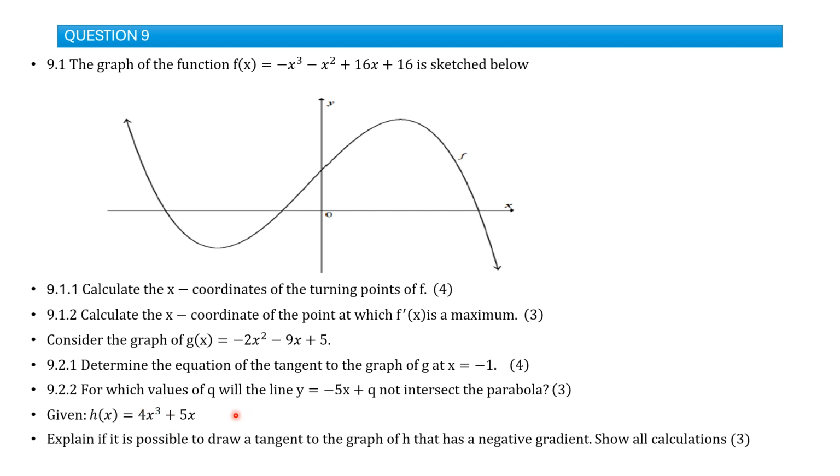For which values of q will the line y equals minus 5x plus q not intersect the parabola? So there we first need to find where they intersect. So we have to find the point of intersection, so that from there we can work further. Then for the last one, given h of x equals 4x cubed plus 5x, explain if it's possible to draw a tangent to the graph of h that has a negative gradient. Show all calculations for 3 marks.